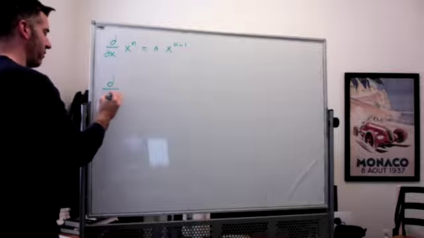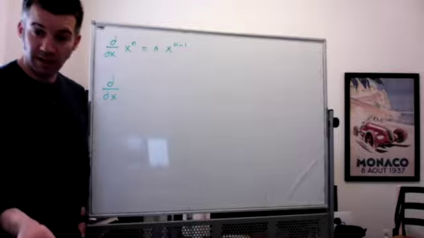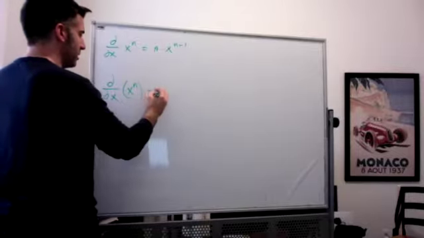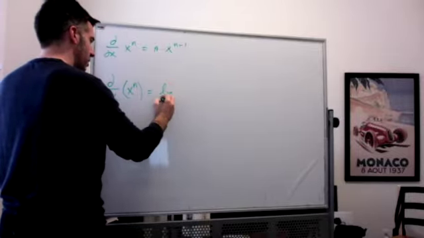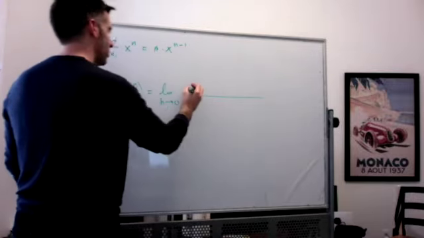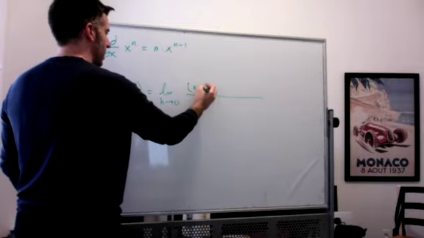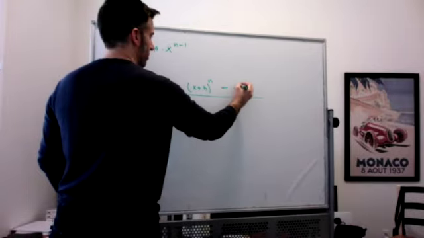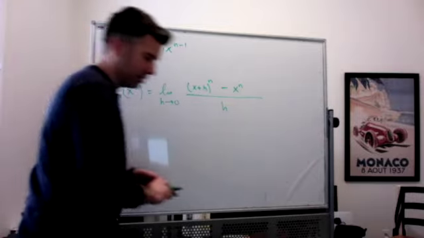I'm going to find the derivative. I'm going to do it the long way. I'm going to use the limit definition. So the derivative of x to the n is the limit as h goes to 0 of f of x plus h, which is going to be x plus h to the n, minus f of x, all over h. So right, just so everyone's on board.